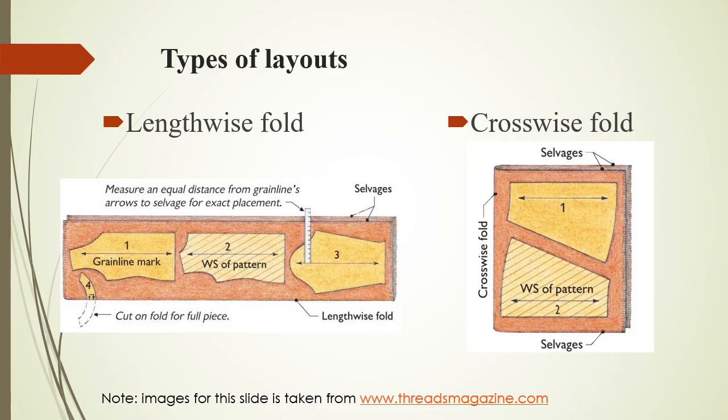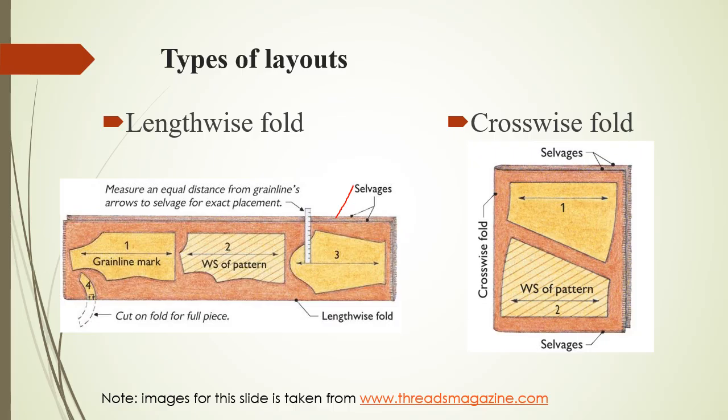So there are different types of layouts. First I will explain about the lengthwise fold. If you observe here, two selvages are placed together. The fabric is folded with one selvage on top of the other with the right sides inside, and the fold on one side is parallel to the selvage. This type of layout is very simple and easy to use. Only a single fold will be there. We can directly cut two pieces at a time.